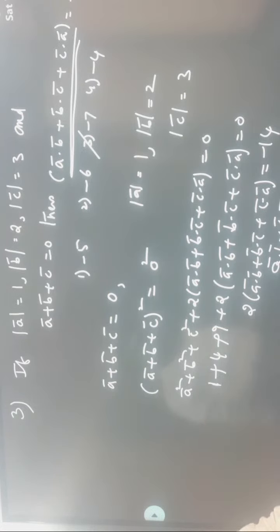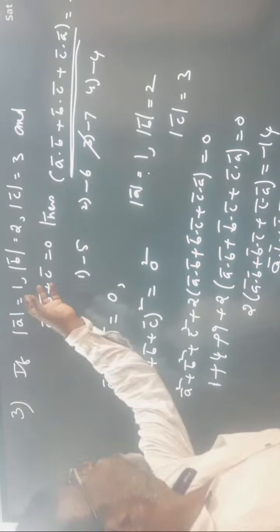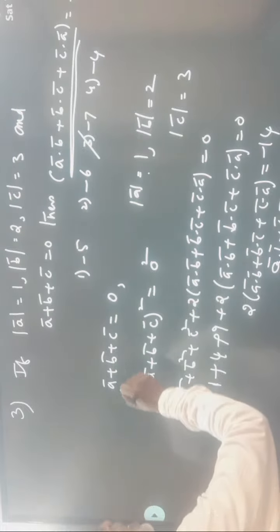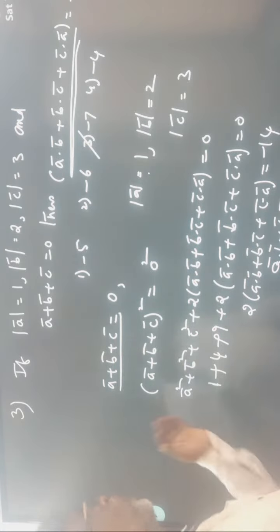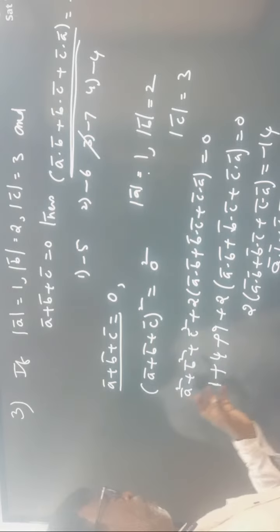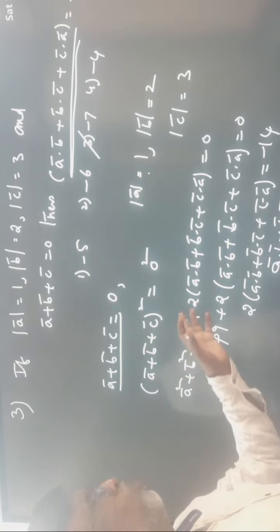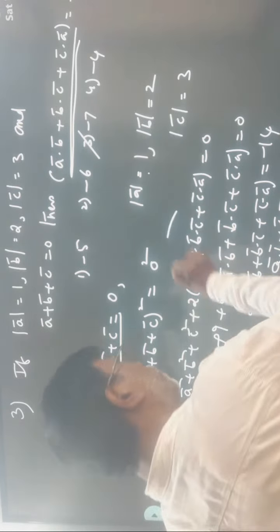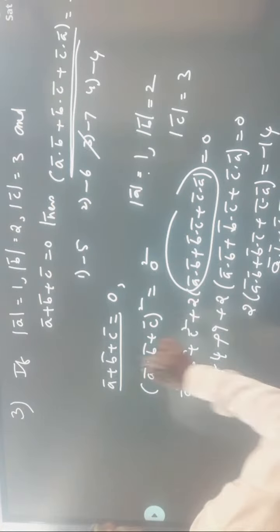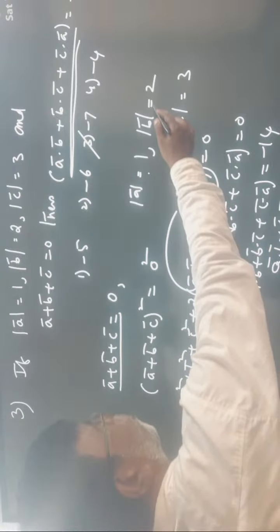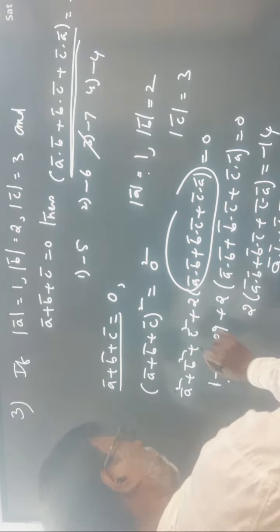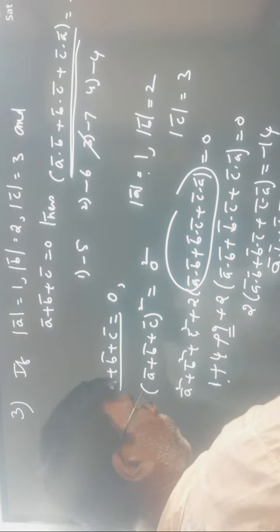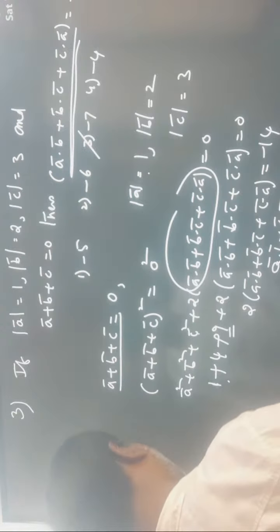Once again I will explain this question. Mod A is given as 1, mod B is given as 2, mod C is given as 3. What is the given condition? A bar plus B bar plus C bar equals 0. Squaring on both sides: mod A square, mod B square, mod C square, plus 2 into A dot B, B dot C, C dot A equals 0. Mod A square is 1, mod B square is 4, mod C square is 9. Taking that side, minus 14, so this gives minus 7. Third is the correct answer.